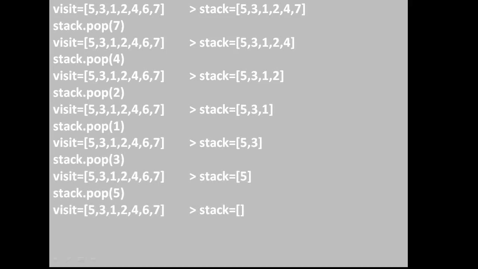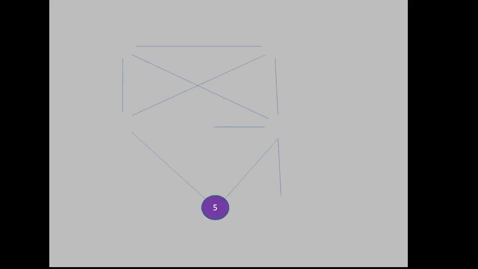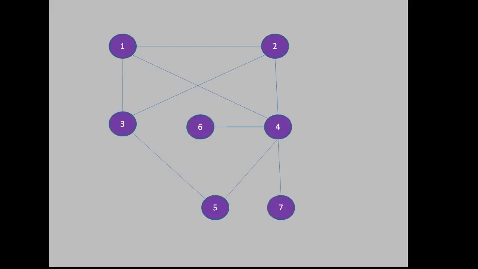If we get any new element in this traversing, then we will push that vertex into stack, and we again pop that vertex from the stack and traverse. So for this example, this is how we traverse: 5, 3, 1, 2, 4, 6, 4 and 7.